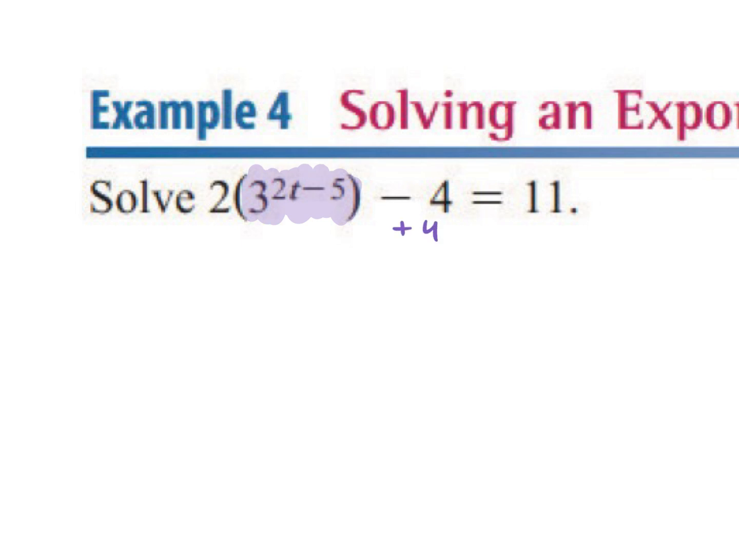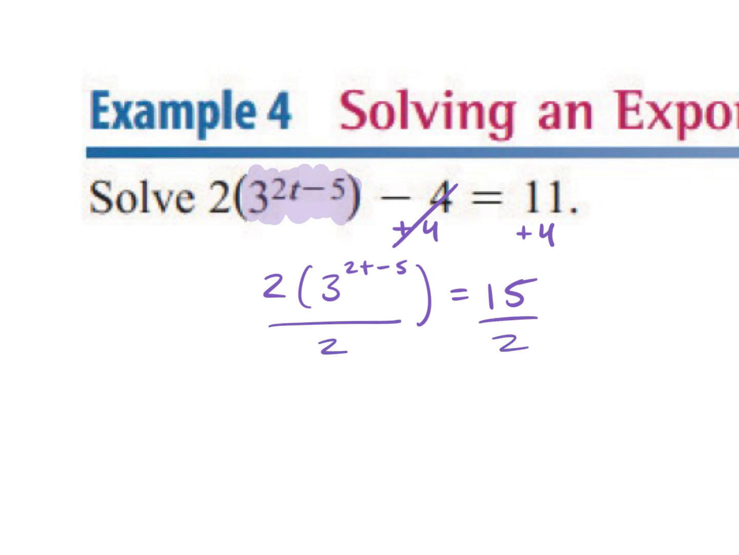4, so we're going to add 4. So we have 2 times 3 to the power of 2t minus 5 equals 15. What would we do next? Divide by 2. So 3 to the power of 2t minus 5 equals, we can call it 7.5, or if you just wanted to leave it as 15 over 2, that would be okay. What would we need to do next?